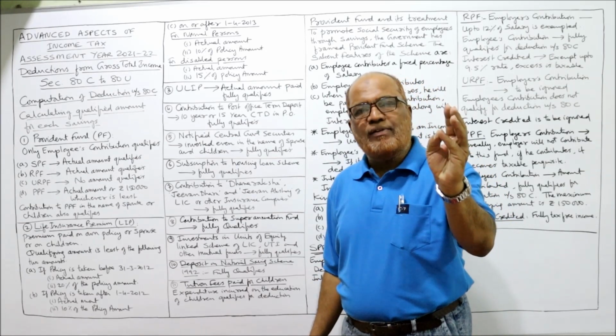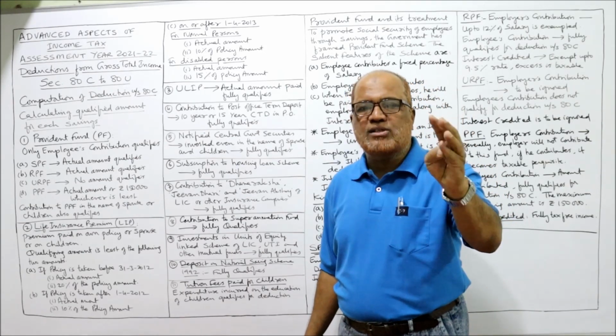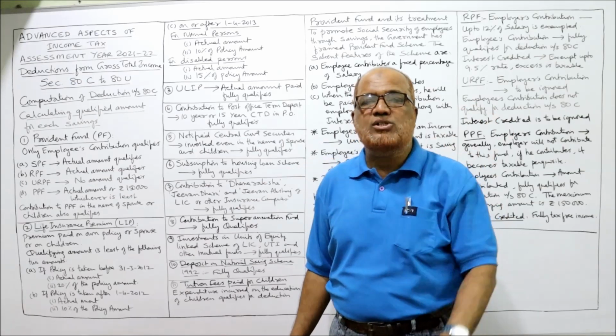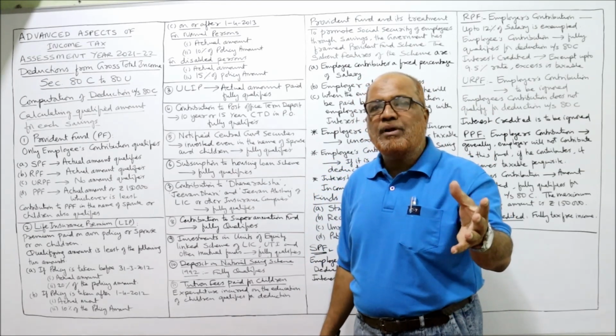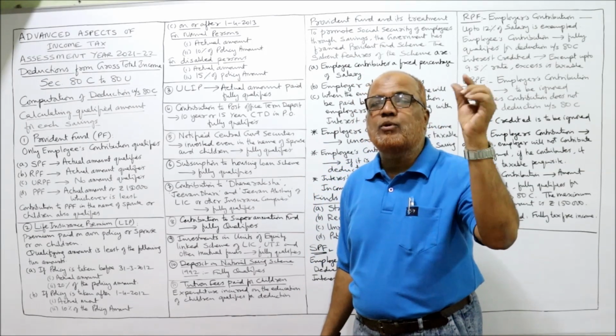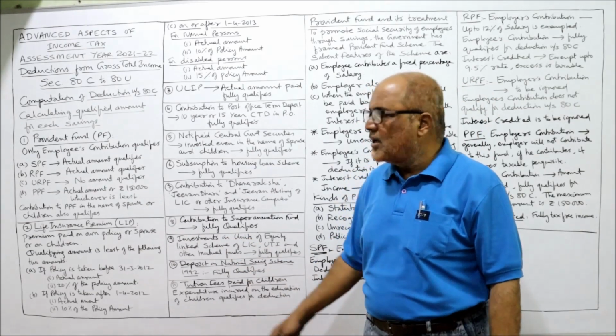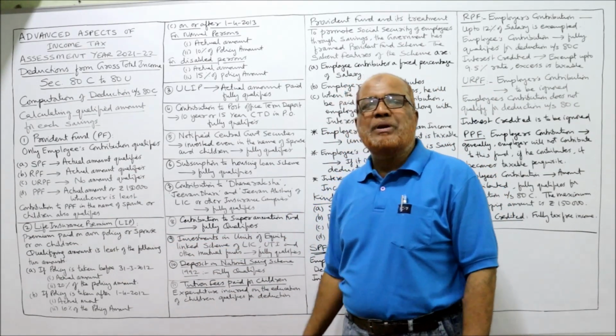So these are the rules you have to remember. Contribution to SPF qualifies. Contribution to RPF qualifies. Contribution to URPF does not qualify. Contribution to PPF qualifies, but there is a limit up to 1,50,000. That's it. Second one is life insurance premium.